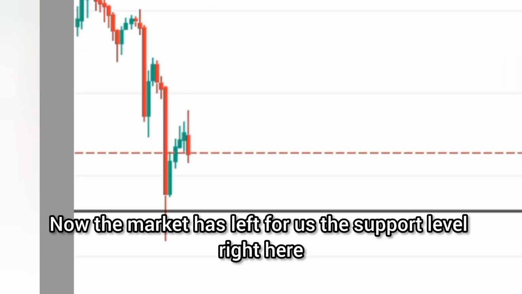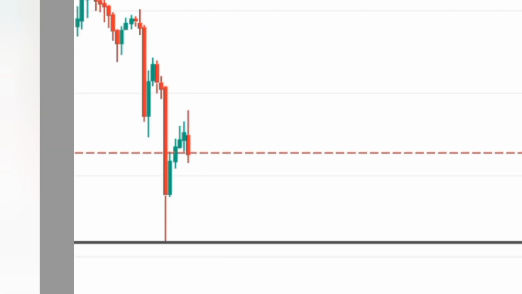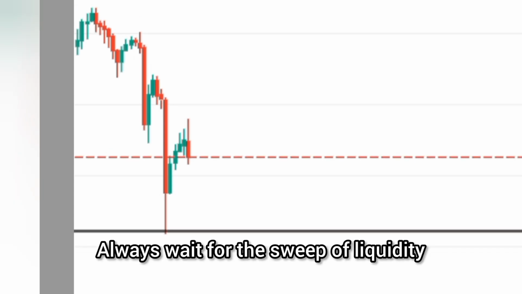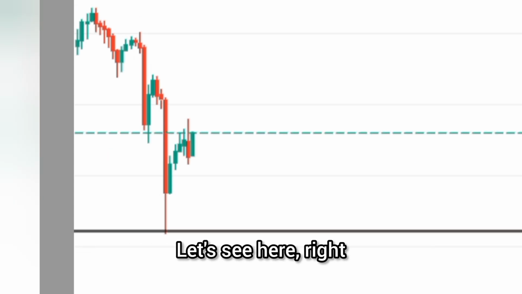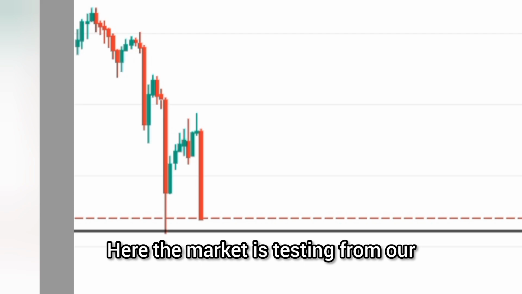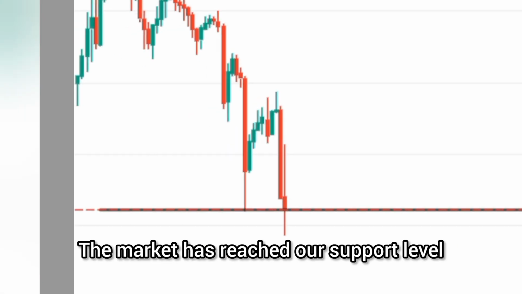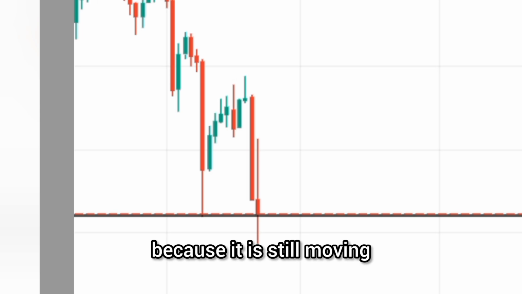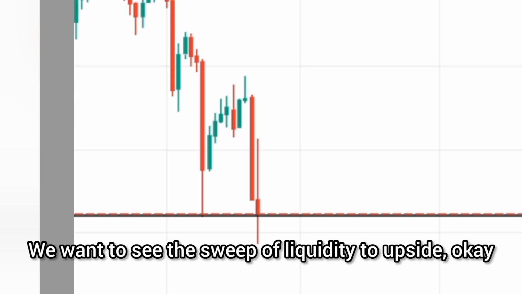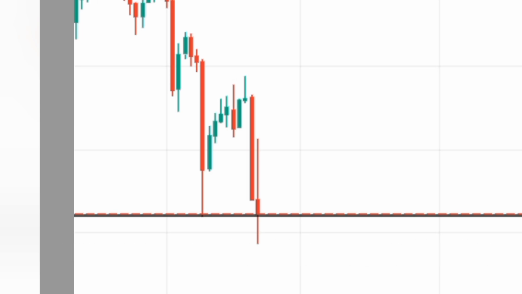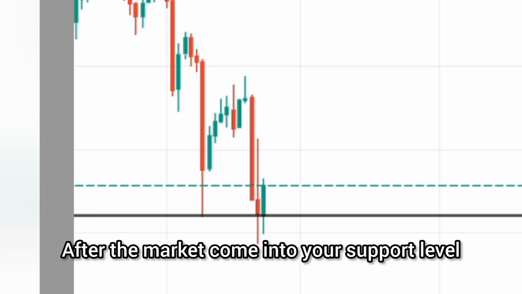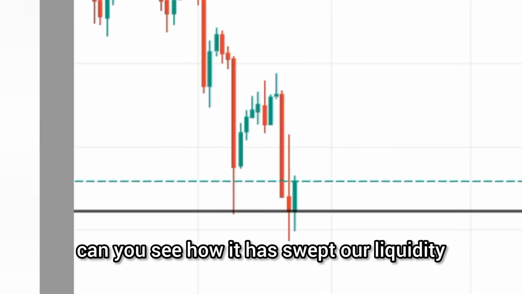Now the market has left for us a support level right here. We want to get our sniper entry from right here. Always wait for the sweep of liquidity. Let's see here, the market is testing our support level, but we have not got any entry because it is still moving. We want to see the sweep of liquidity to the upside. Okay, this is a very nice one, guys. After the market came to your support level, can you see how it has swept our liquidity?